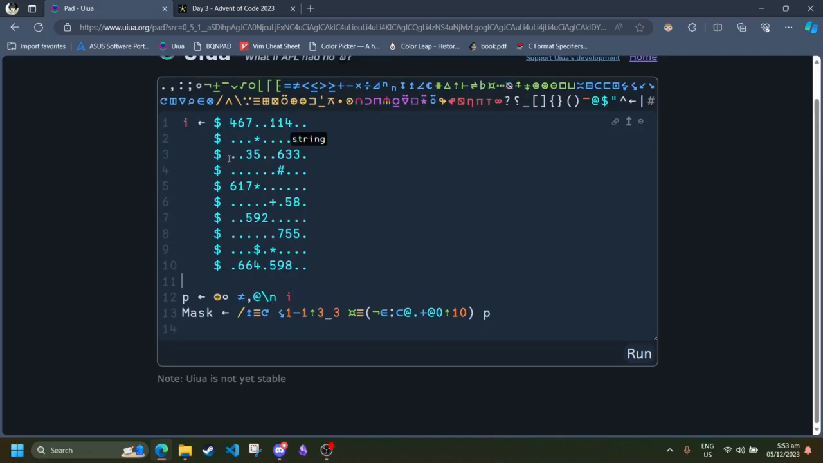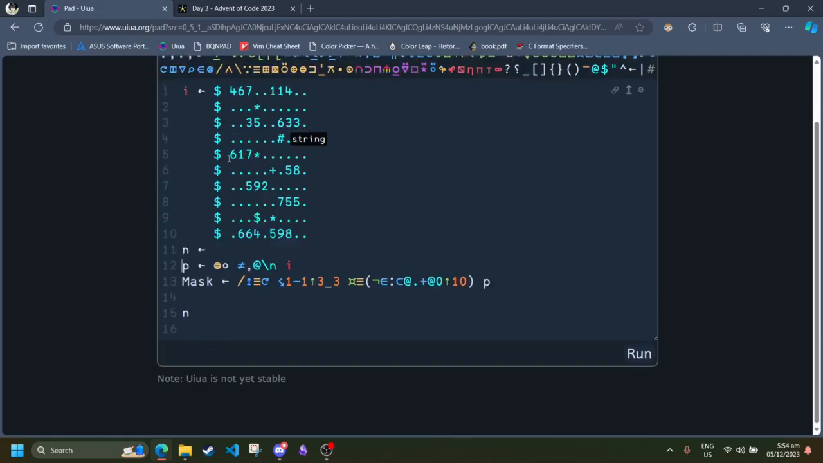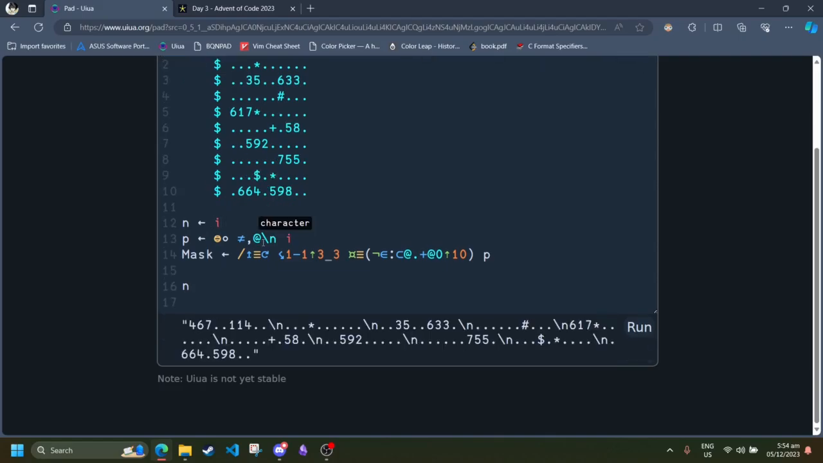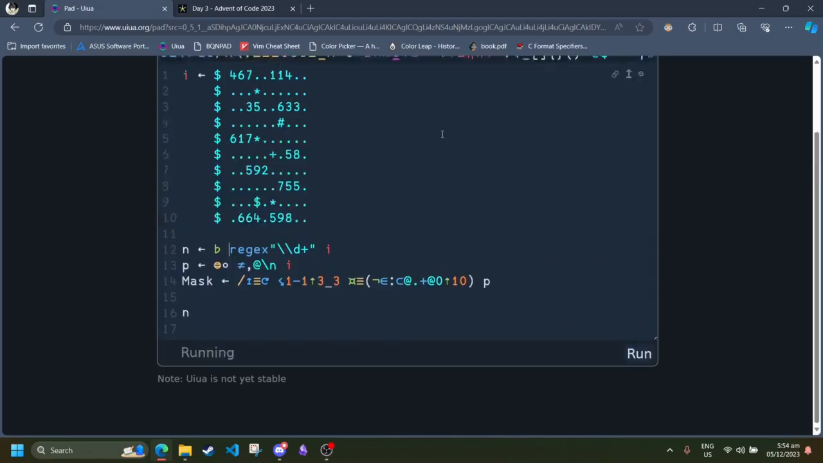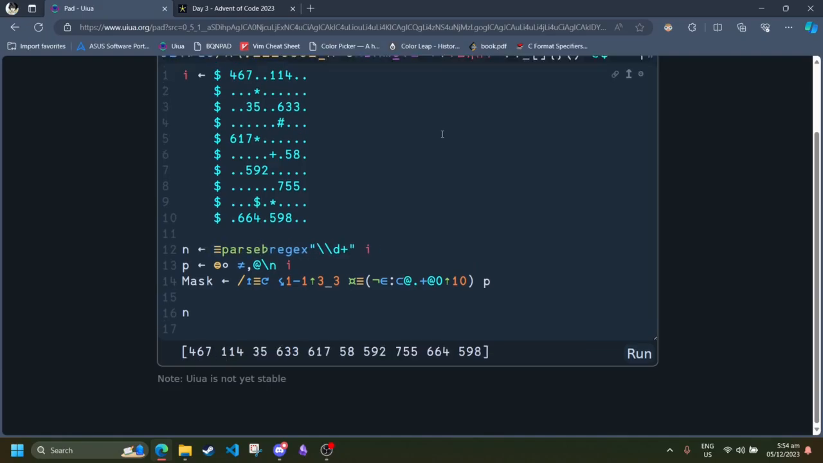Let's create our number list, n. We don't even have to take the parsed input. We can go from the start, and then we can do a regex here, and that would work. I'm not that much of a fan of regex, but it works really well here. So we regex there, and we shape it to give us that, and then we parse on the rows.